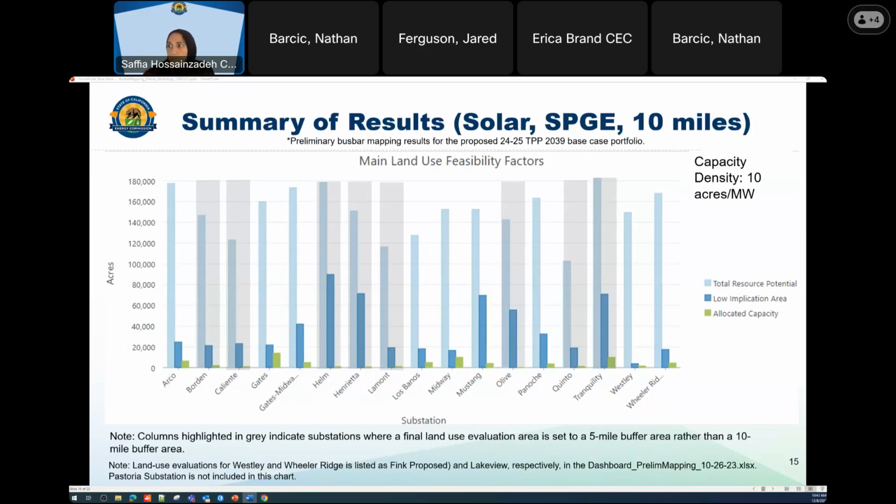So you can see the total resource potential area, the low implication area, and the allocated capacity, the area equivalent of that. We have these calculations for the 10-mile radius around all of these substations in the SPG&E area. And you can see in all cases, the allocated capacity is less than the low implication area. That's already a good indication that it won't raise an exceedance flag, that these substations would be in compliance according to our alignment assessment.